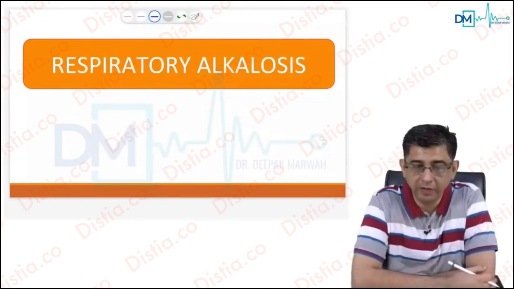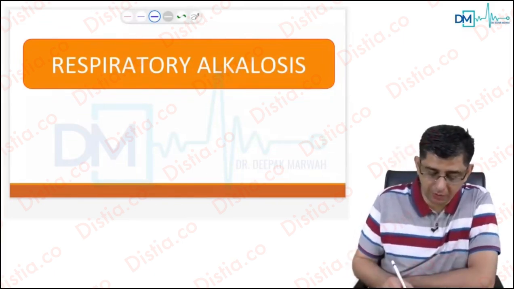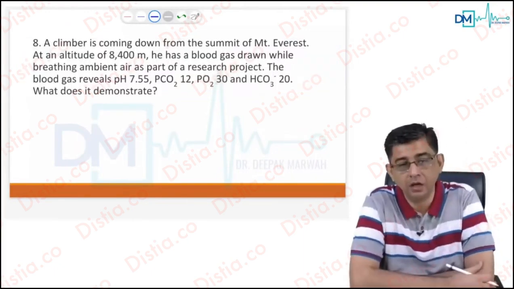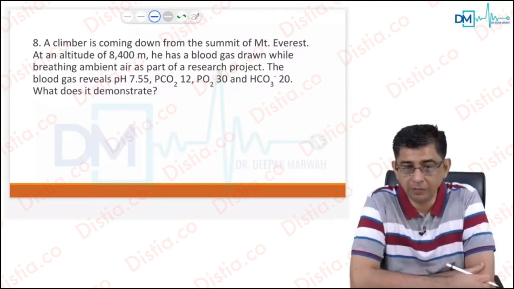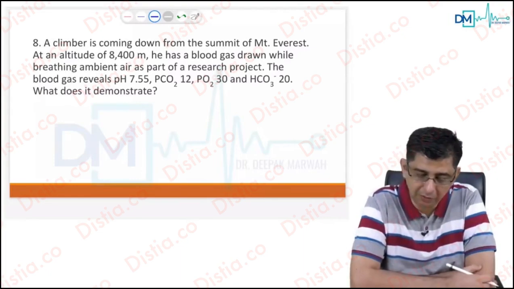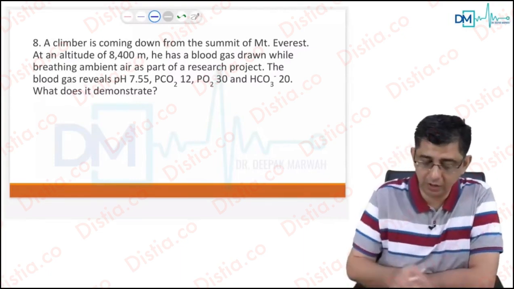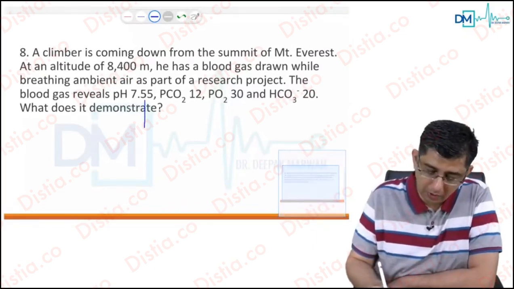Coming to the next part, we will talk about respiratory alkalosis, where a patient will be breathing faster and carbon dioxide values will be lower. In the first one, a climber is coming down from the summit of Mount Everest at a height of 18,400 meters. He is having a blood gas drawn as a part of a research project. Let's look at the ABG report.